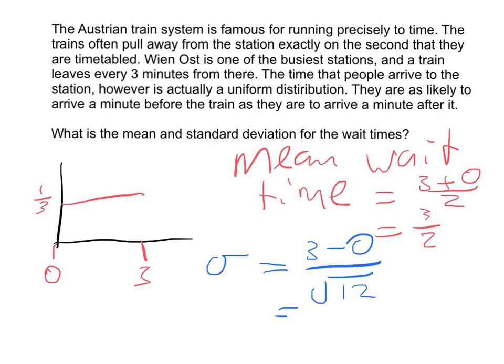Right, and we can bang that into the calculator. We go 3 divided by the square root of 12, and that equals 0.866. So we can find the mean and the standard deviation just by using a fairly simple formula and working our way through that.